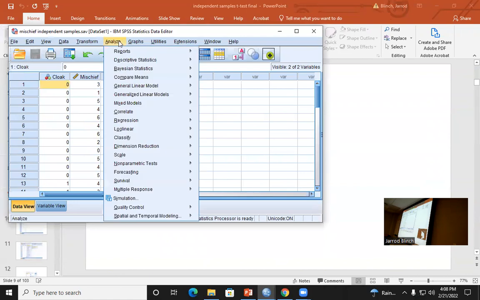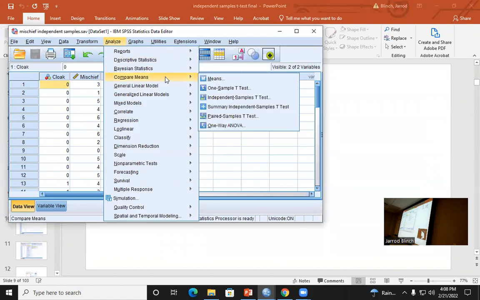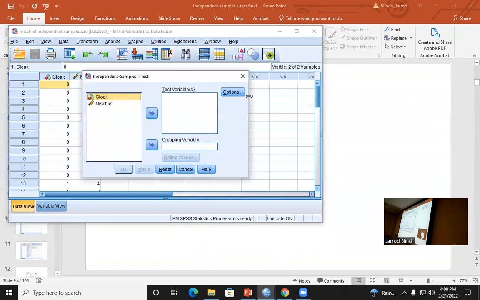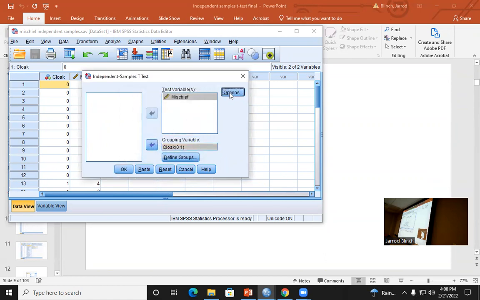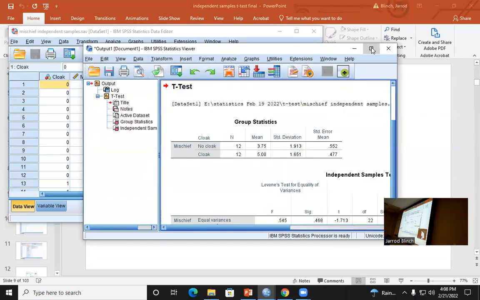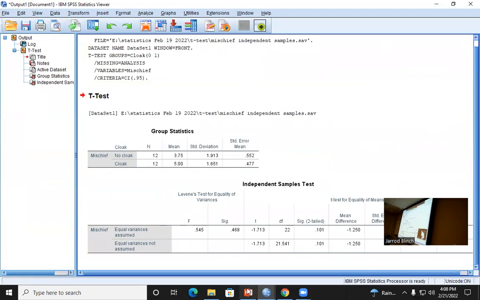I don't see the menus here, but we want to compare means, and we're going to do an independent samples t-test. And say, okay, well, which variable do you want to look at? Well, we want to look at the number of mischievous acts. And which variable groups your participants? Well, that's our cloak variable. And in this case, we have to tell it what the two levels of cloak are, and it was 0 and 1. So do we need any options here? No, actually, that should be fine. And we'll say, okay. So here we go.